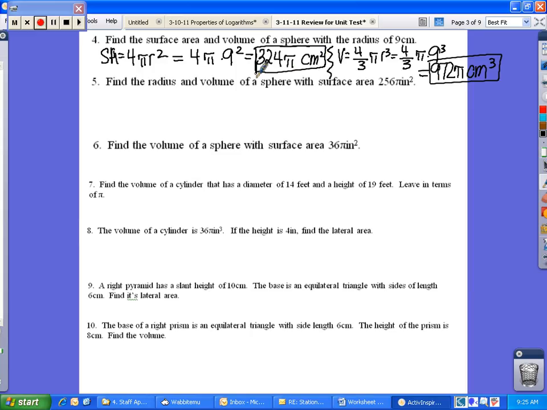Okay, so volume is 972 pi, surface area is 324 pi. That was just, I like to call those plug and play. Plug them in, substitute, you're done.